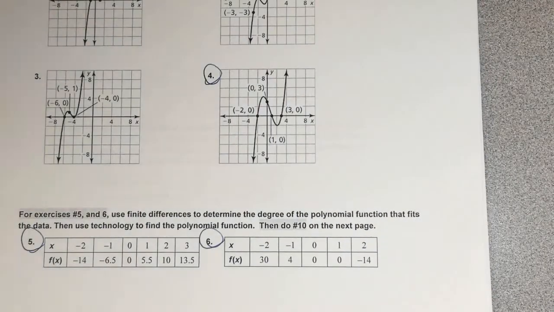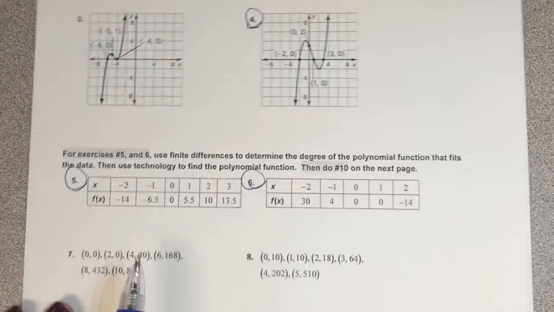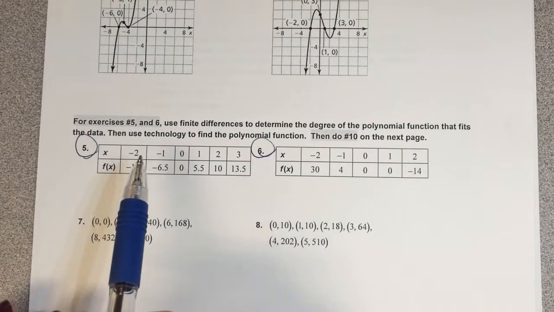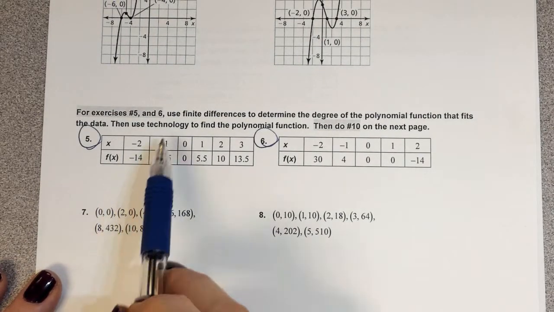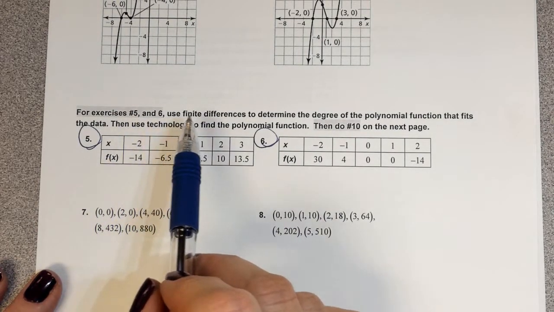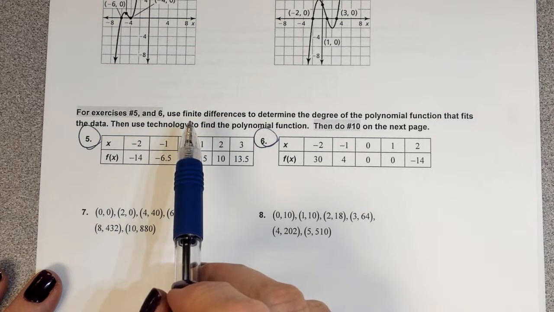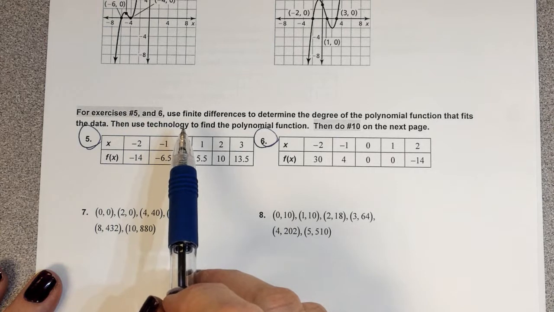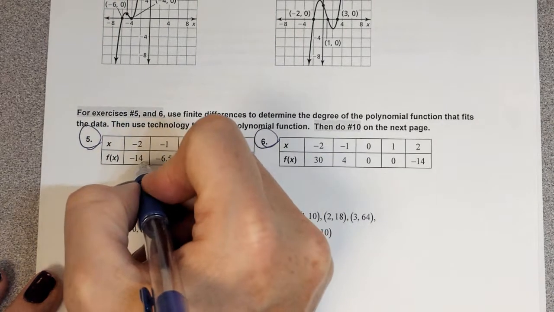Let's turn the page to page 120. We're actually going to go down here to 5 and 6 first, and then we're going to go back up to number 4. So let's look at these. It says, for numbers 5 and 6, use finite differences to determine the degree of the polynomial function that fits the data. Then use technology to find the polynomial function. All right, so we're going to look at our finite differences.